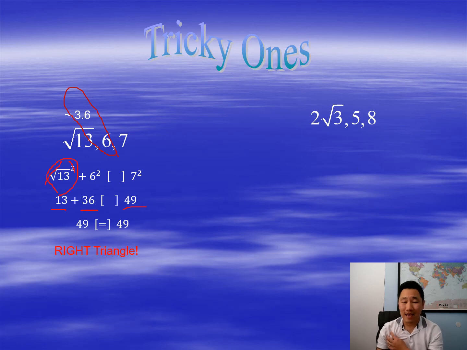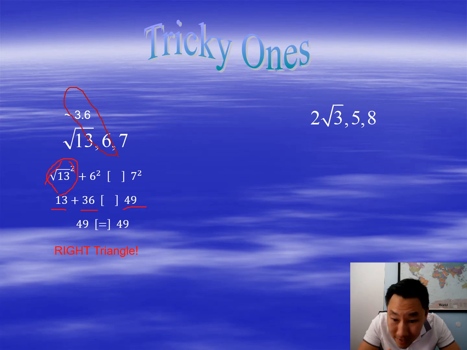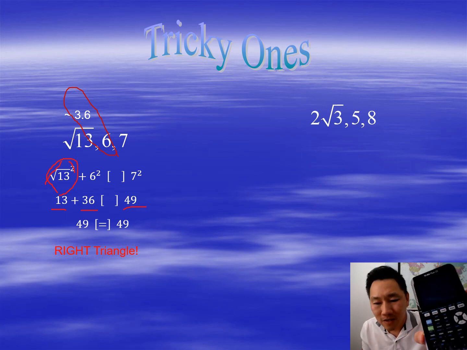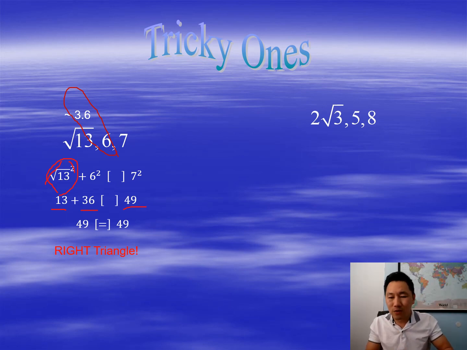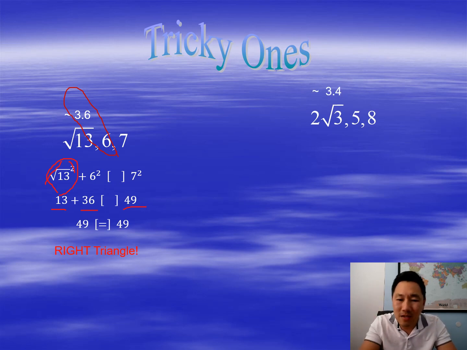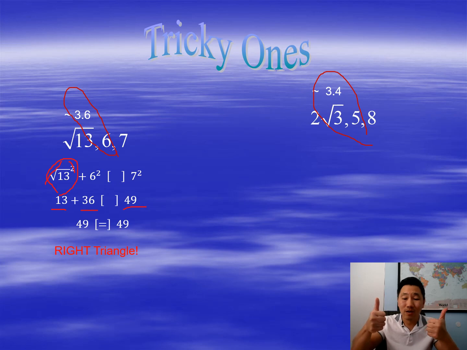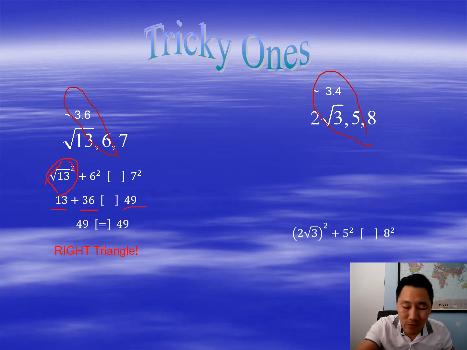Last one for the day. Let's try this one. Now, a lot of students have had trouble plugging in 2 radical 3 into their calculators, so you just have to find where the radical 3 button is and then times 2. It's approximately 3.4. When you add these two together, we have 8.4, which is bigger than the 8, which makes a triangle. Let's see what type of triangle.